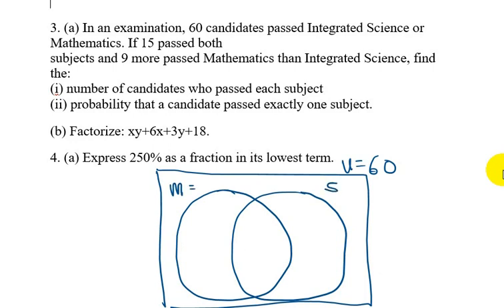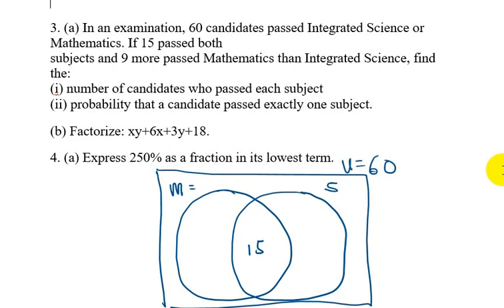Okay. Now we are saying that 15 passed. You see, we were not given the exact value for maths and science, but they said 15 passed both. So we can write our 15 here. Okay. And they are saying that those who pass maths are more than those who pass science, right?